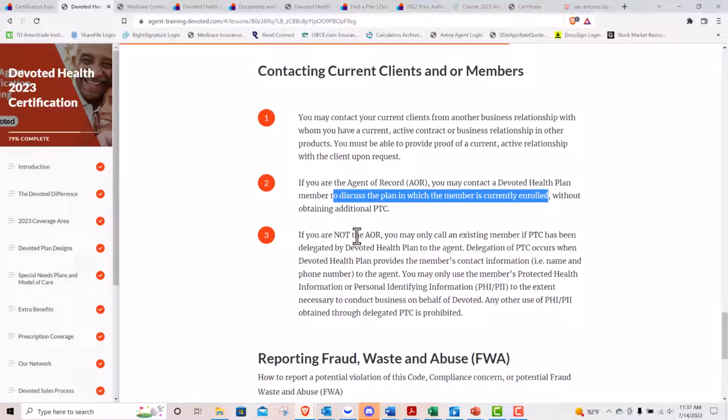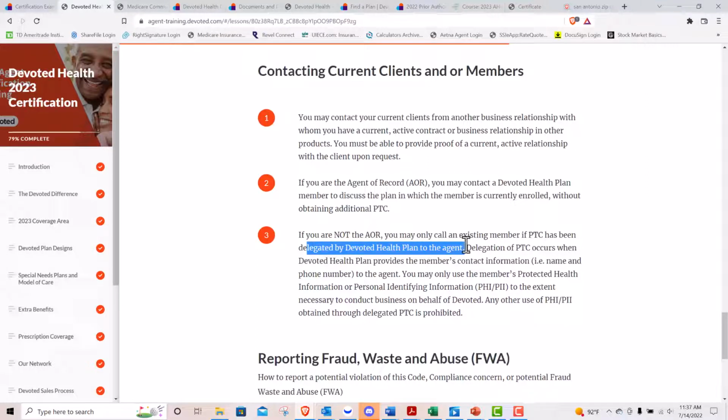They're your own clients. If you are not the AR, you may only call an existing member if permission to contact has been delegated by Devoted Health Plan to the agent. So that means that if they're like a house account and Devoted provides you with their contact information to contact this member, then that's okay. But if not, you cannot.